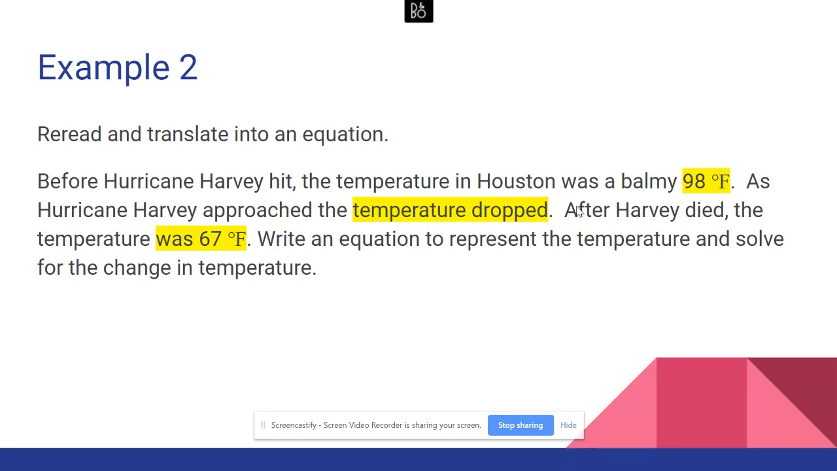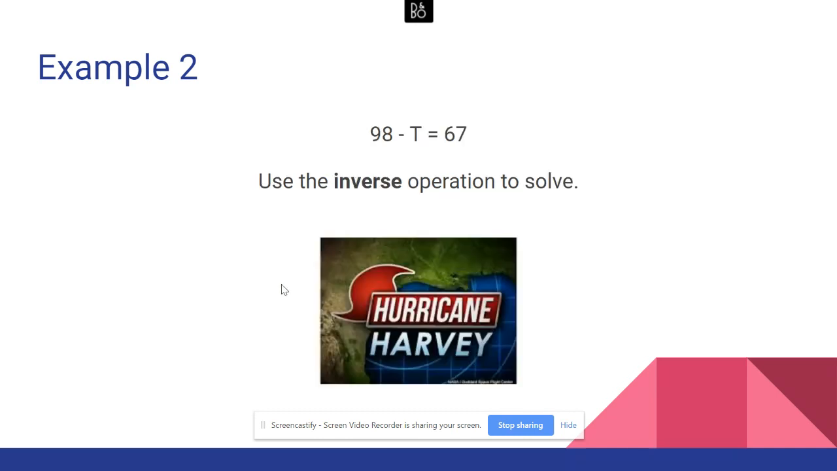We have 98 minus something. Was is the past tense of the word is. Is always tells us it's an equal sign, and it equals 67 degrees. So there's our equation from that problem. So 98 minus the temperature change is equal to, or was, 67 degrees. So we have to use our inverse operation to solve.